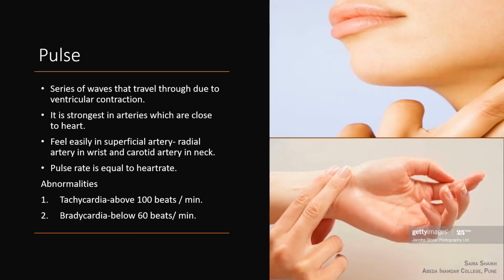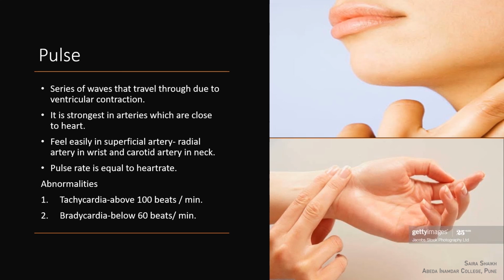During ventricular contraction, the blood is released from the ventricle into the artery with great pressure, and a series of waves is created in the artery. Those waves are called the pulse. They are equal to the heartbeat. They are strongest in the arteries that are close to the heart. We feel this pulse in the superficial arteries.